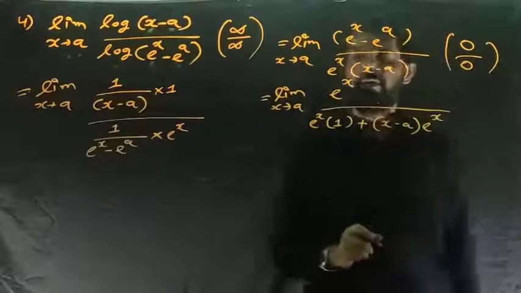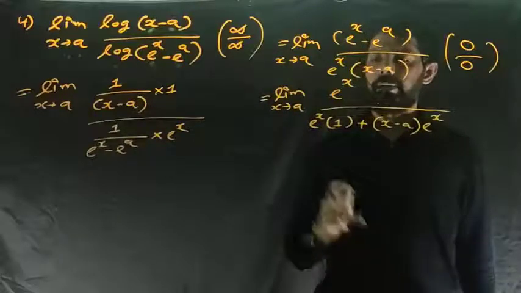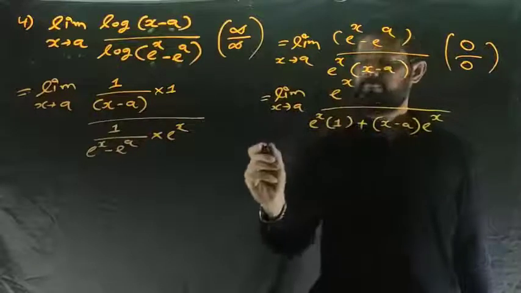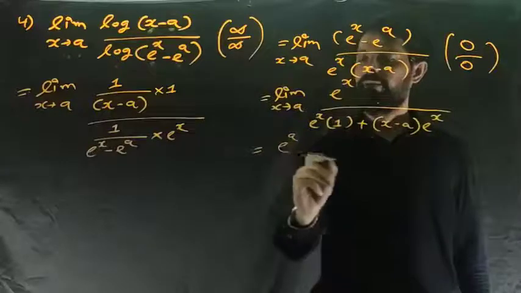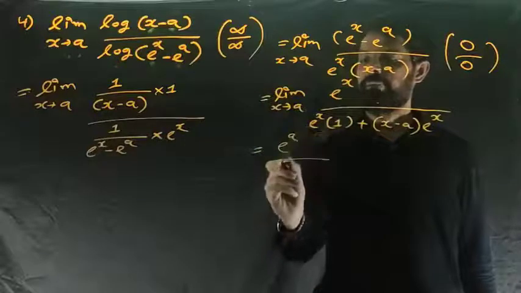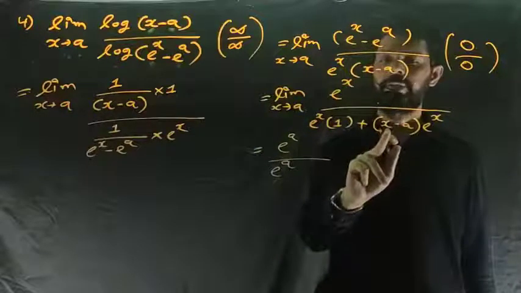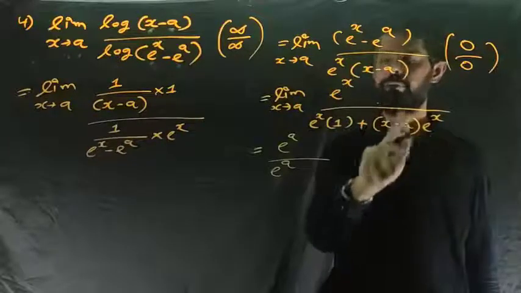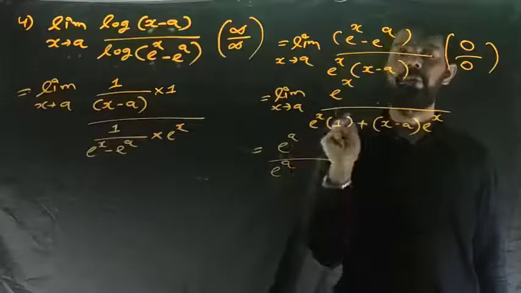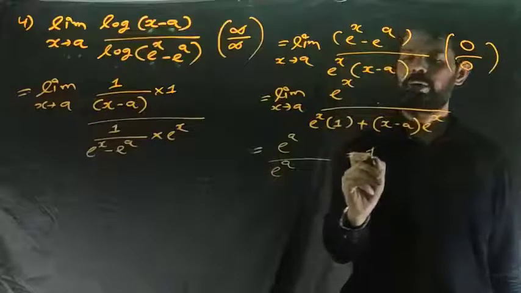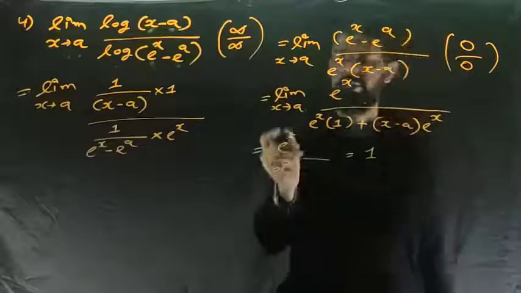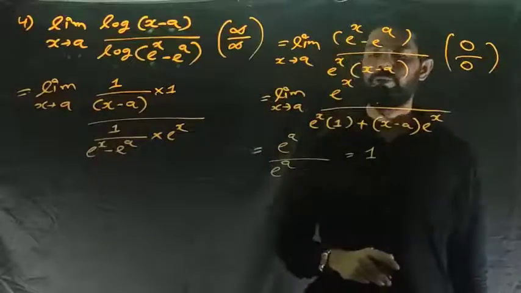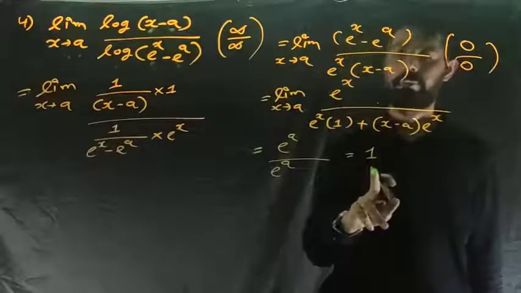Clear? Now we will replace x by a, so here it will be e raised to a divided by e raised to a, and if we replace x by a here, a minus a will be 0, so no need to write down this term. So e raised to a divided by e raised to a, so the answer will be 1, because e raised to a divided by e raised to a will be cancelled out. So the final answer will be 1.